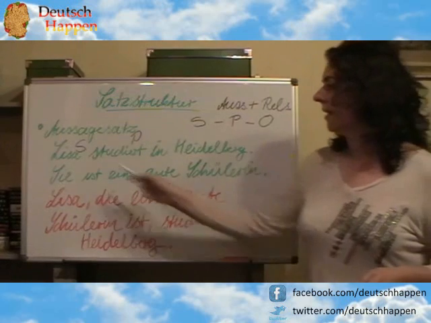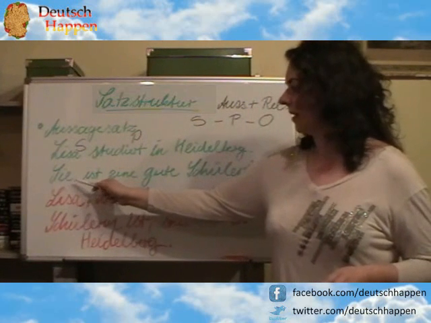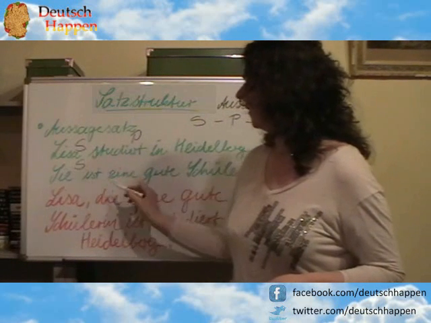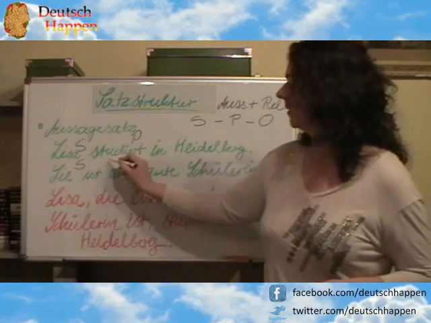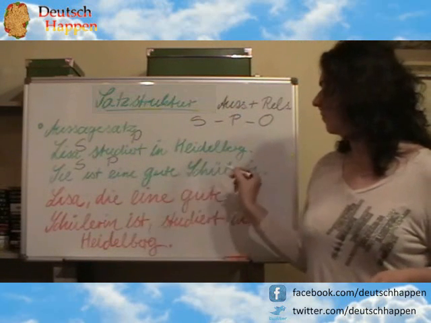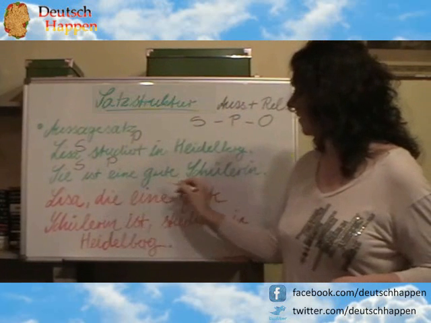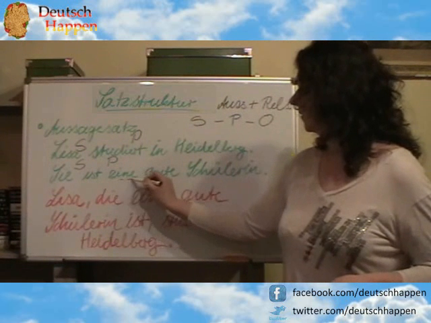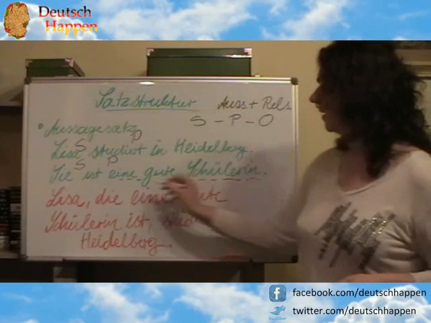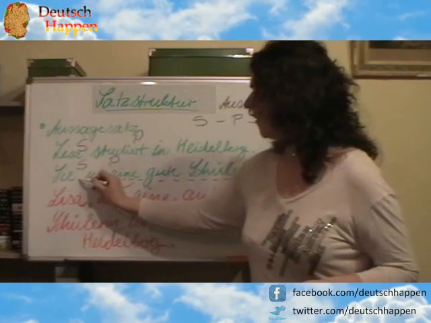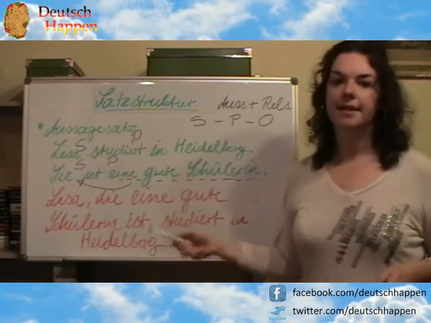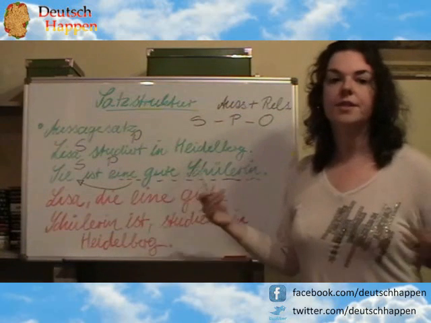SPO. Same over here. Sie, subject, ist, conjugated verb, Prädikat, and she is what refers back to the subject. So this whole part of eine gute Schülerin refers back to sie, or if you will, Lisa, because she is what? She's a good student.